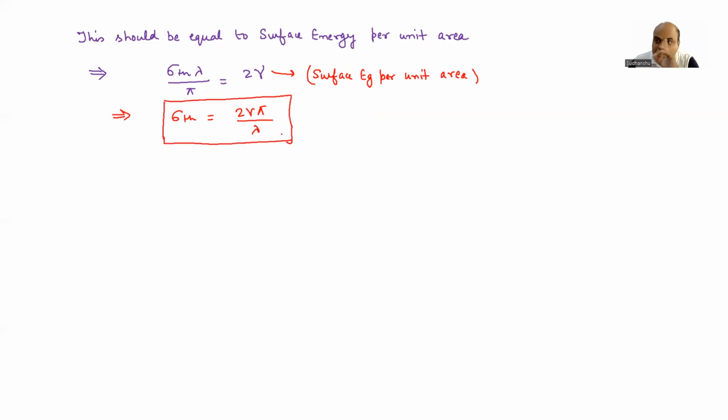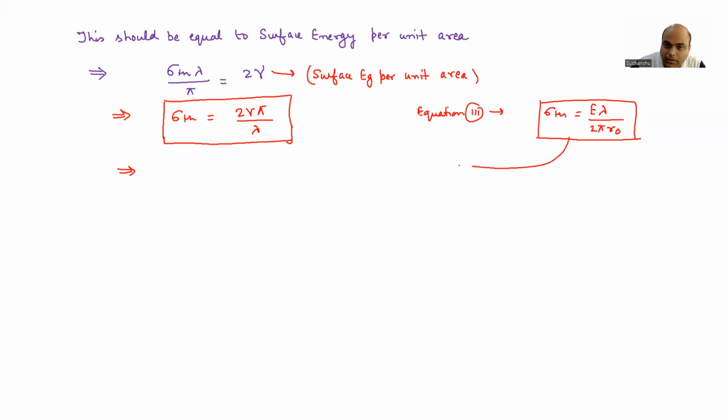Now if you remember equation 3 before, let me write it down. Equation 3 was σ_th equal to Eλ/2πr₀. This was our equation number 3. So let's use this here. Let us replace λ in equation 3 and then put it here.